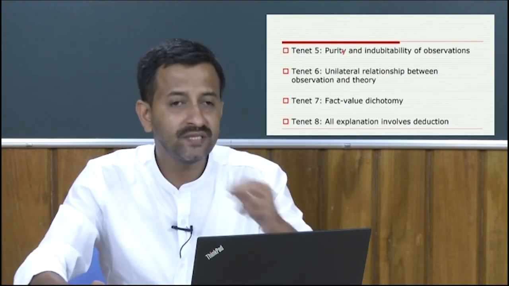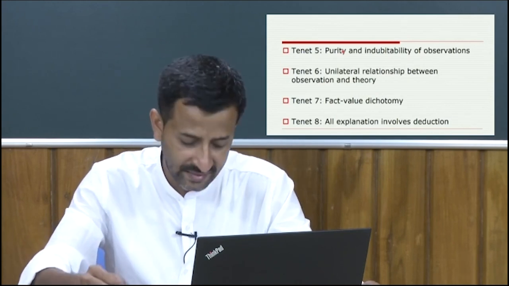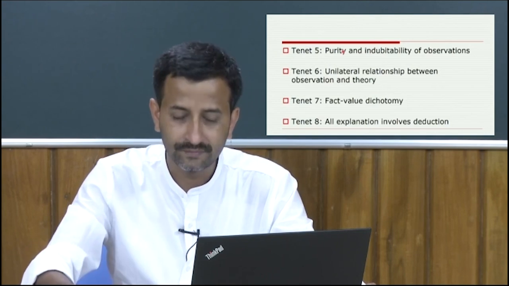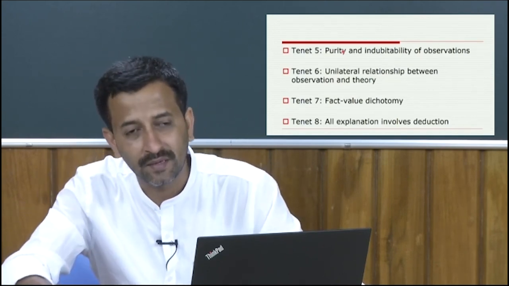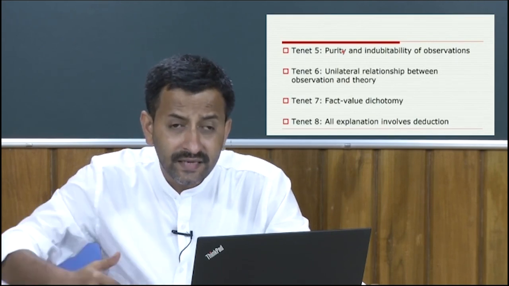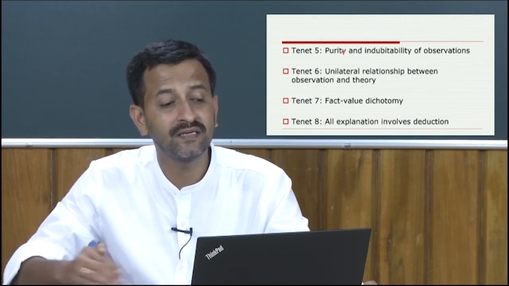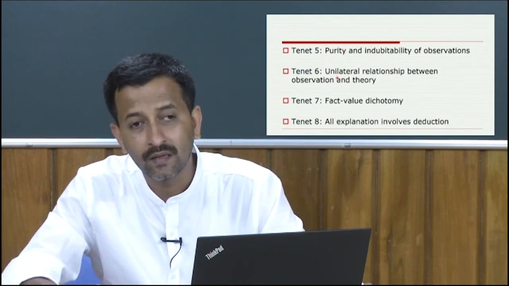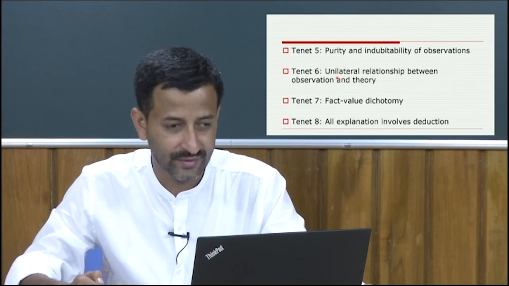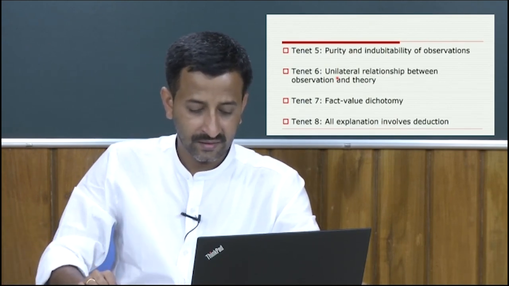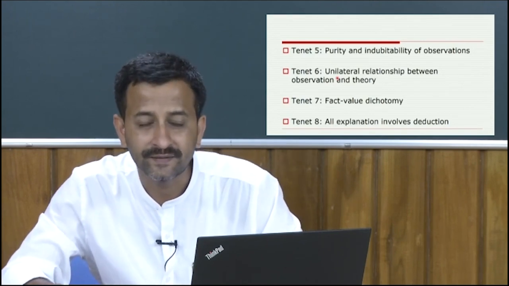I repeat that theories are winnowed from facts or observations, such that a theory is nothing more than a condensed version of, and therefore is reducible to, a set of statements describing observations. Then it must start with observation, like the inductivist schema. Okay? It leads us to a point where we can say that there is a unilateral relationship between observation and theory. Okay? If I say there must be a unilateral relationship between observation and theory, then it implies that theories are dependent on observations, whereas observations are theory independent.